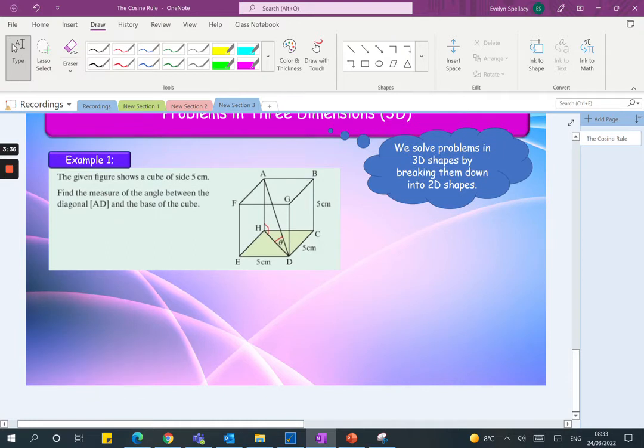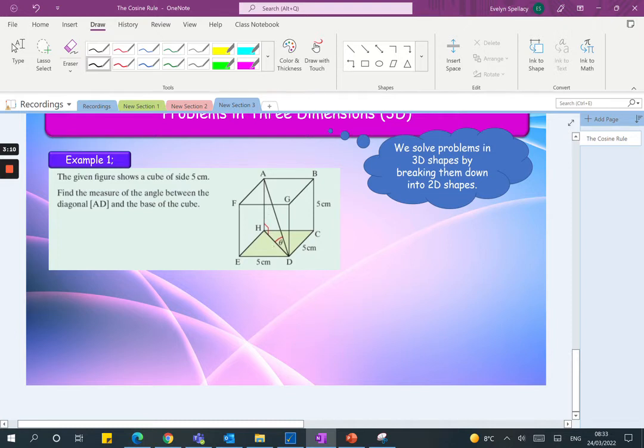So if we look at this question here, it says the given figure shows a cube of side 5 centimeters. So I know that a cube has all sides the same. So every side on this cube is going to be 5 centimeters. Find the measure of the angle between the diagonal AD and the base of the cube. So that's marked here by theta.